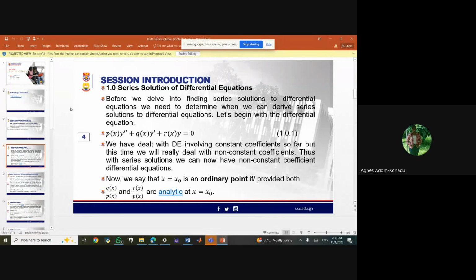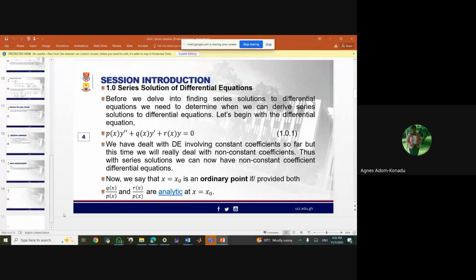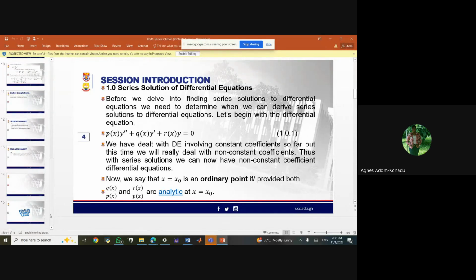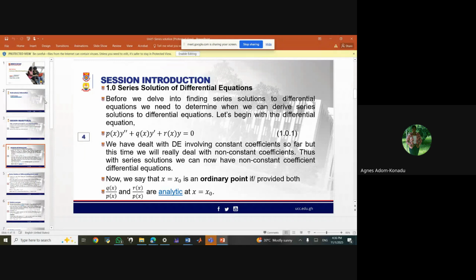Okay, so let me look at this one. How many slides? Just 15. Okay, so let's continue. Series solutions of differential equations. So we just looked at some solutions, but we have other solutions of differential equations, and we call them the series solutions. Before we delve into finding series solutions to differential equations, we need to determine when we can derive series solutions to differential equations.